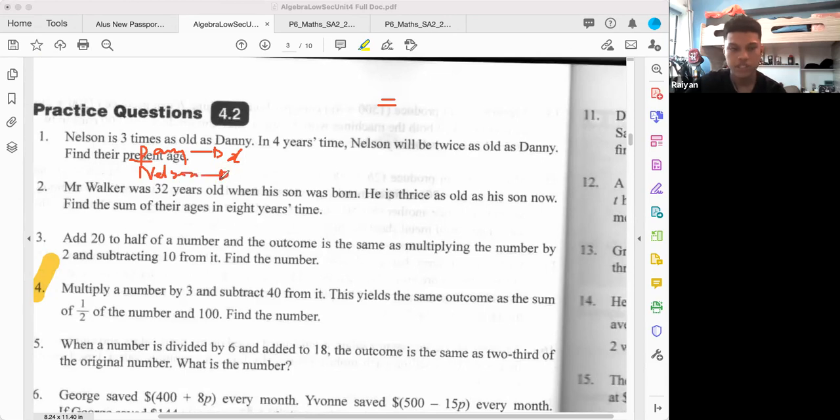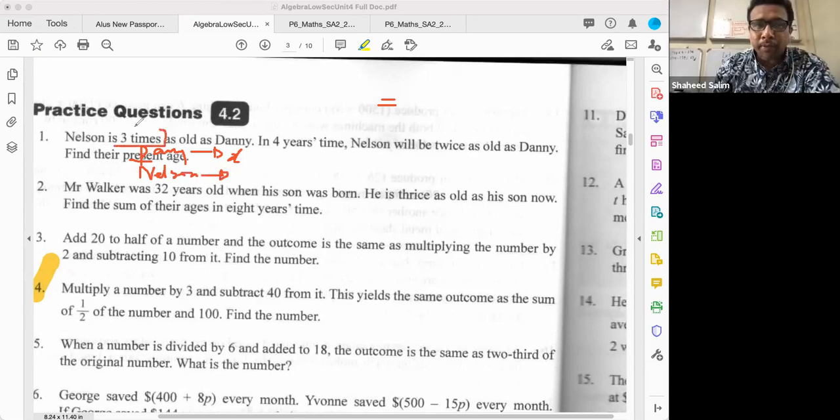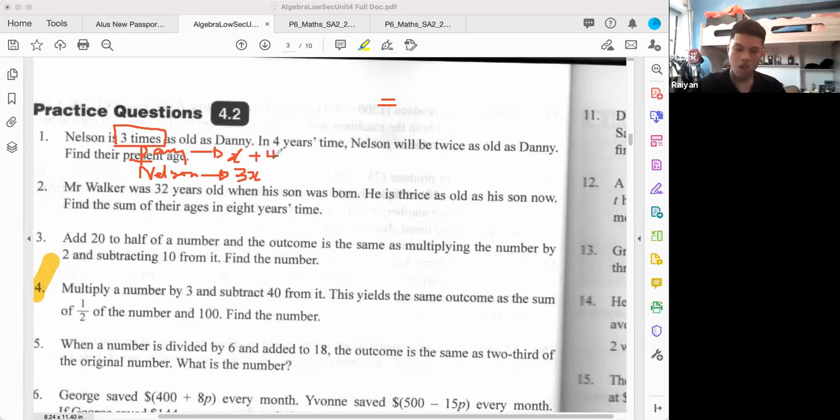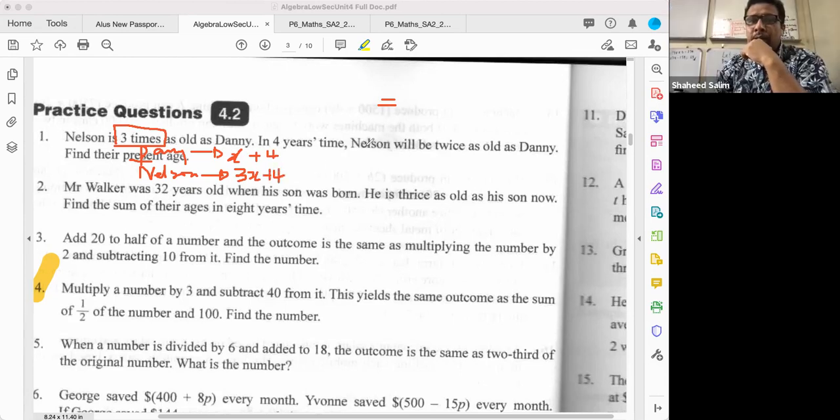Times 3, so it's 3 times x, 3x. Now, what is Danny's age in 4 years' time? Now Danny's age is x. In 4 years' time it will be x plus 4. Okay, good. Then Nelson's age also plus 4. So now you have Nelson's and Danny's ages in 4 years' time.